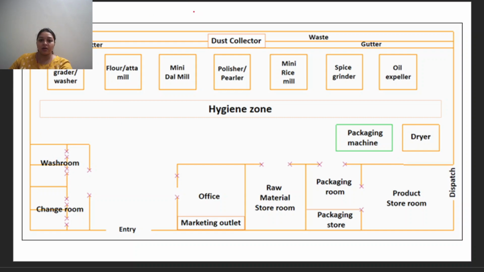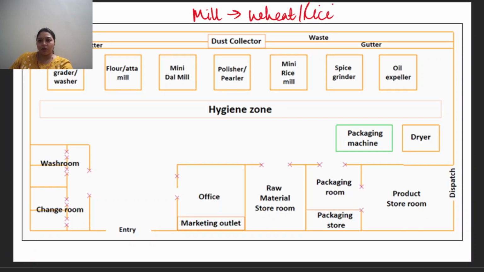So I think this is of a mill, where your wheat, rice and everything is converted into flour, right? So here can you see there is entry, that means people will enter the mill here. There is washroom and there is change room. You will enter in your normal clothes and here you will change into clothes that you wear inside the mill.